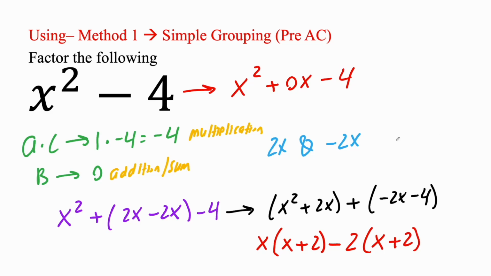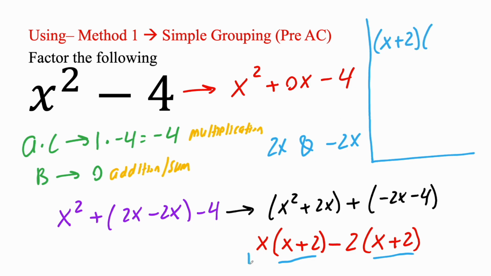And once we do that, we see something special. We see x plus 2, x plus 2. They're identical. And so our final answer is going to be x plus 2, which we only write one time, in parentheses, and then the leftover piece, x minus 2. And this right here is your final answer.